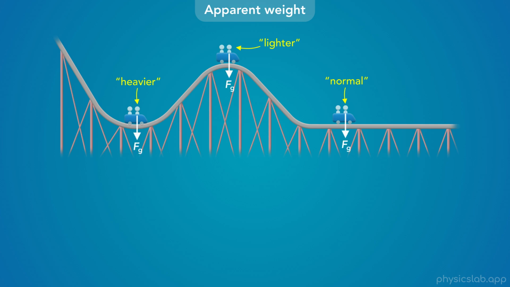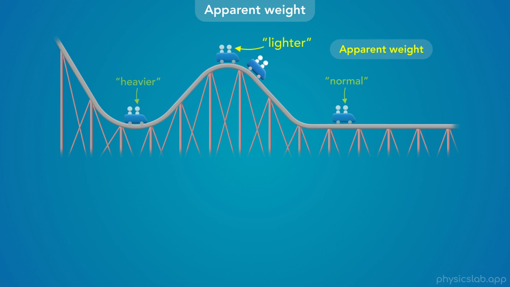Your actual weight, the gravitational force, is not changing. The thing that is changing is what we call your apparent weight. When you feel heavier at the bottom of a curve and you feel like you're being pushed down into your seat, your apparent weight is greater than your actual weight. And when you feel lighter at the top of a curve and you feel like you're lifting out of your seat, your apparent weight is less than your actual weight. But when you're on a flat part of the track and you're not moving up or down, your apparent weight is the same as your actual weight. So it seems like your apparent weight might be affected by your motion.